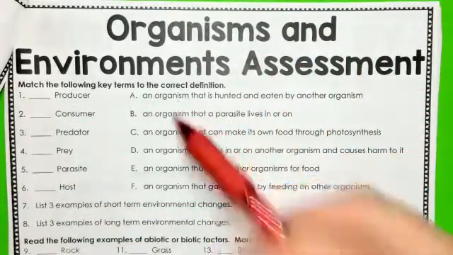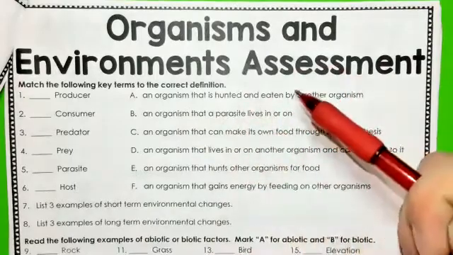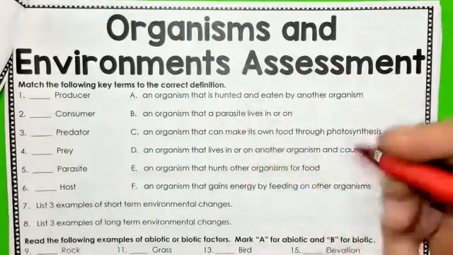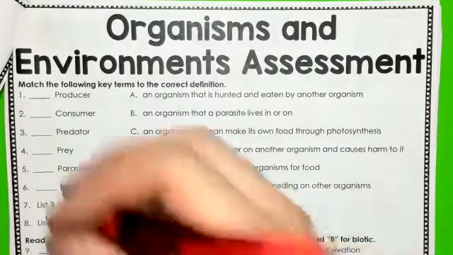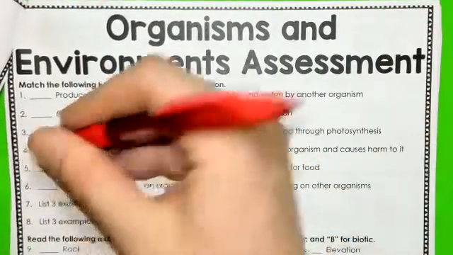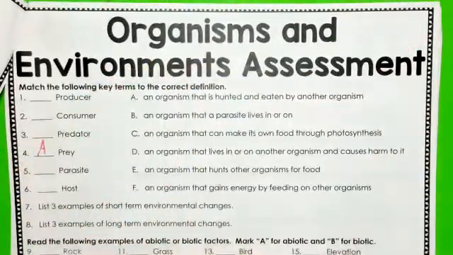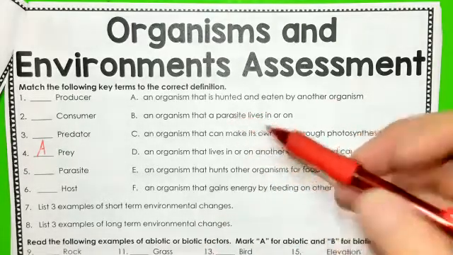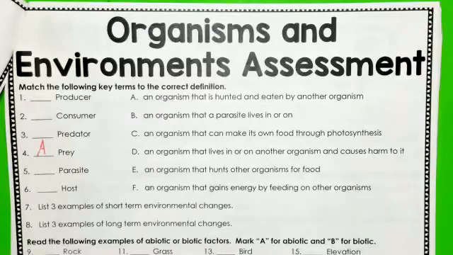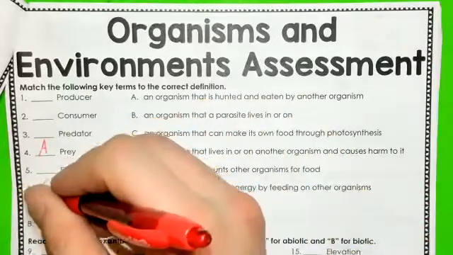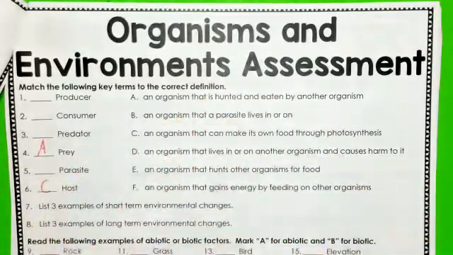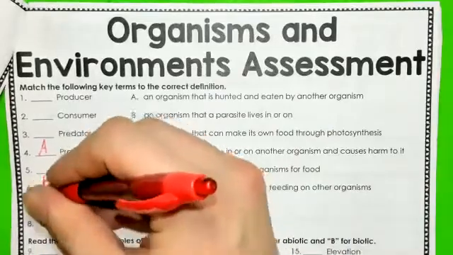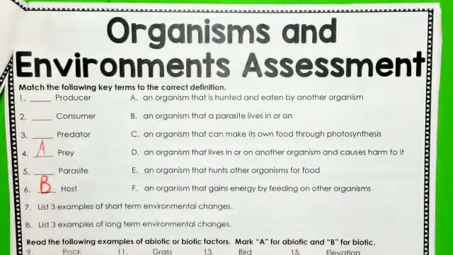So letter A, an organism that is hunted or eaten by another organism. Prey, good. Number 4, prey. What about an organism that a parasite lives on? Good, your host. Oh, sorry, that's a B. Host. Host meaning the parasite gets energy from the host.